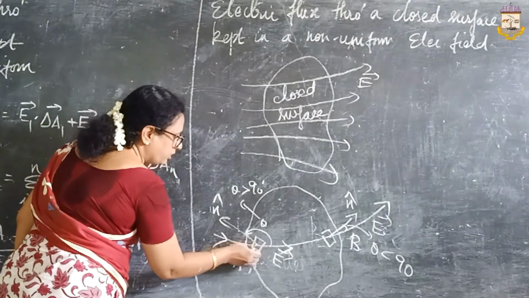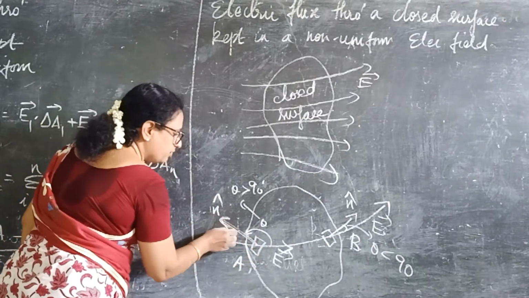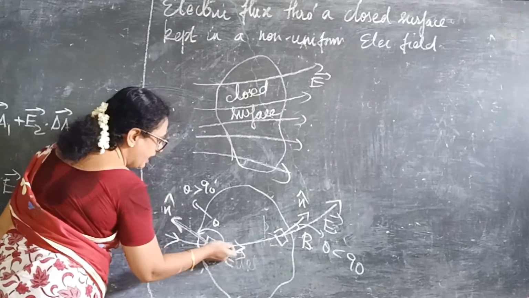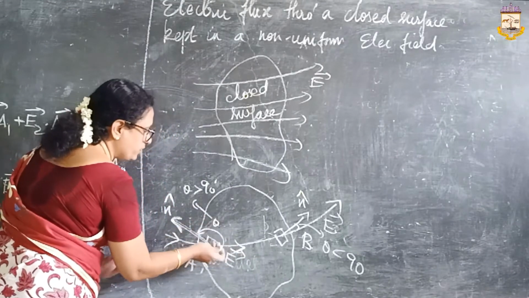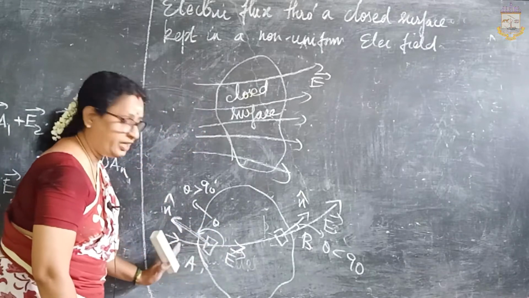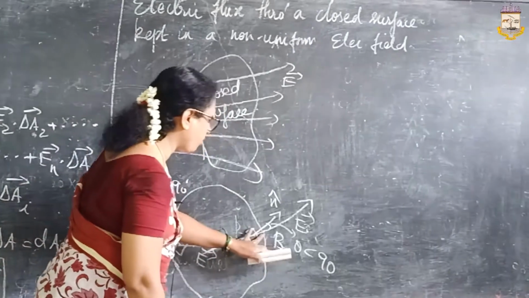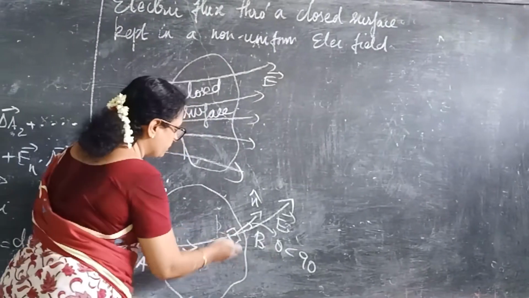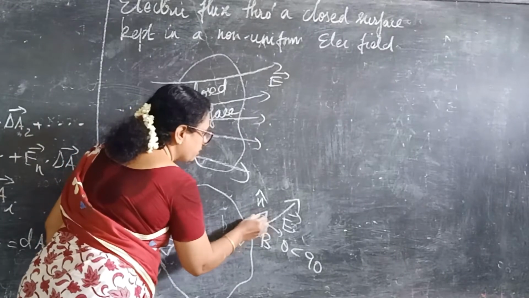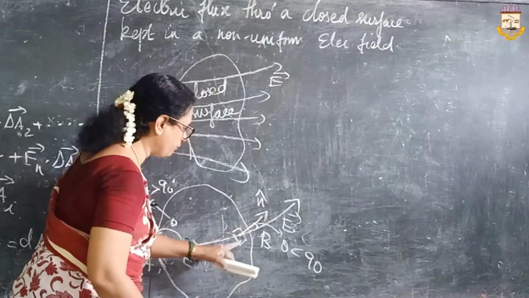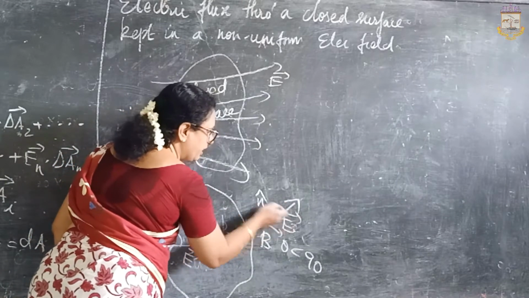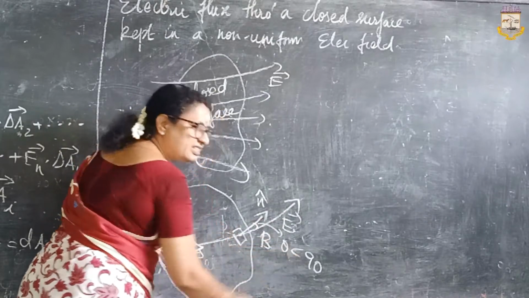Here I have drawn the area element and we have to draw the normal to the area, n, and the electric field is in this direction, and the angle between E and n is theta, which is greater than 90 degrees, at the place where the electric field enters the closed surface. Now see this point where the electric field leaves the closed surface. I have drawn the small area element, the direction of the area vector and the electric field. Now see here the angle between E and n, it is theta, which is less than 90 degrees.